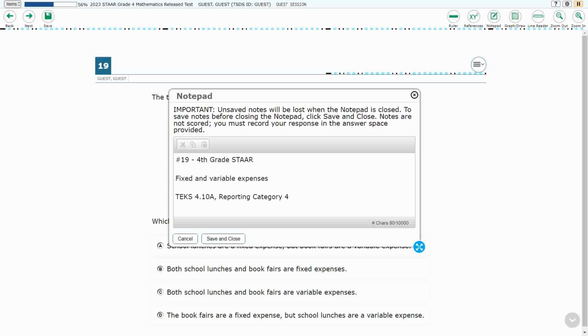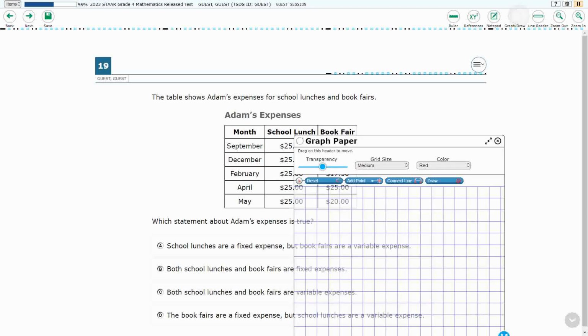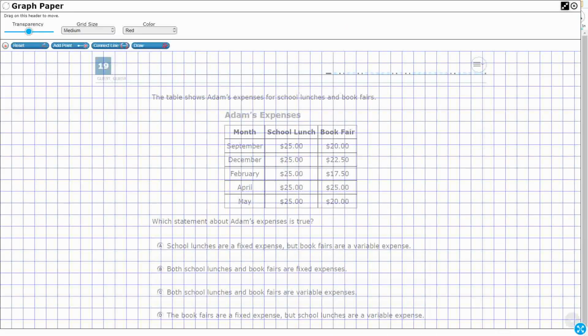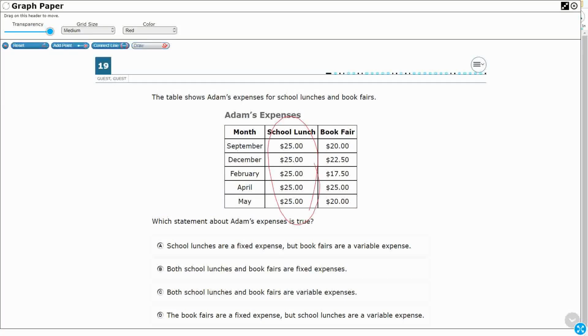For number 19, we are looking at fixed and variable expenses. This is TEKS 4.10a in reporting category 4. So we just need to look at these expenses and make a statement, and hopefully we see the pattern here if we're looking at our columns. Look at that, 25 bucks each every single month. That's what we call a fixed expense, does not change.